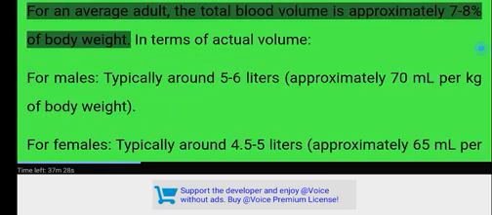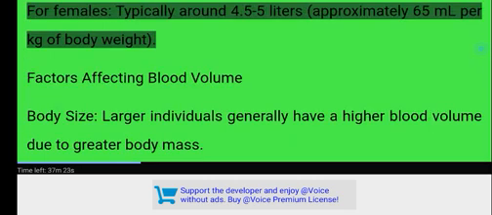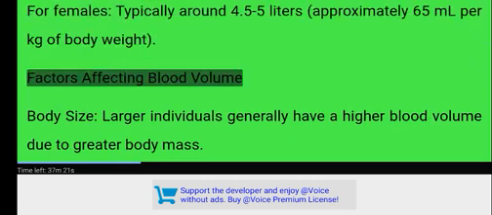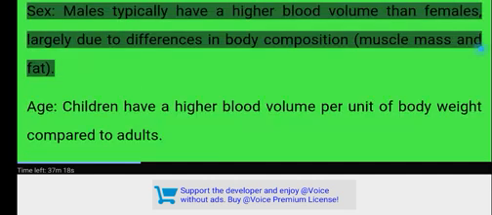Normal blood volume. For an average adult, the total blood volume is approximately 7-8% of body weight. In terms of actual volume: for males, typically around 5 to 6 liters, approximately 70 milliliters per kilogram of body weight. For females, typically around 4.5 to 5 liters, approximately 65 milliliters per kilogram of body weight. Factors affecting blood volume. Body size. Larger individuals generally have a higher blood volume due to greater body mass.